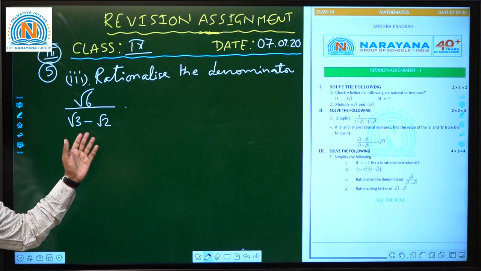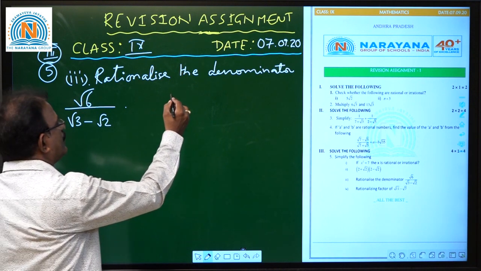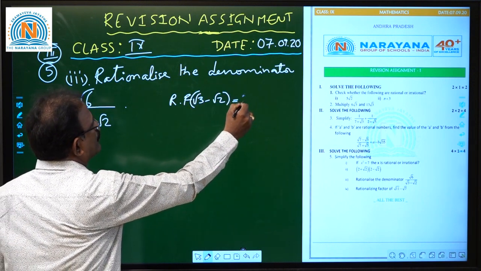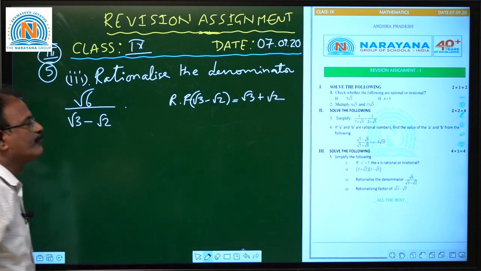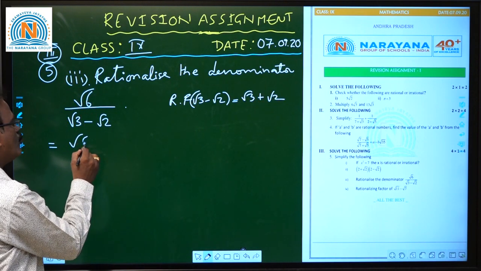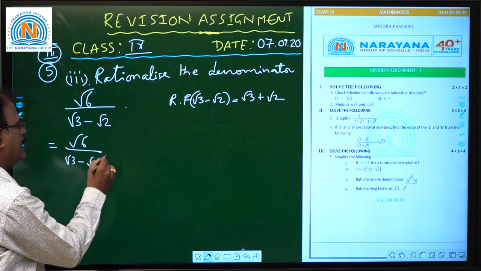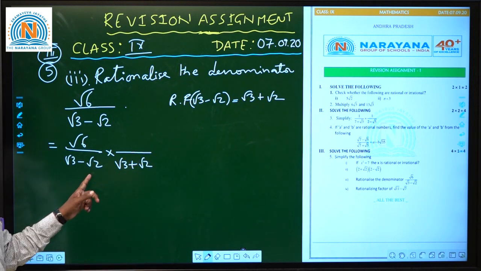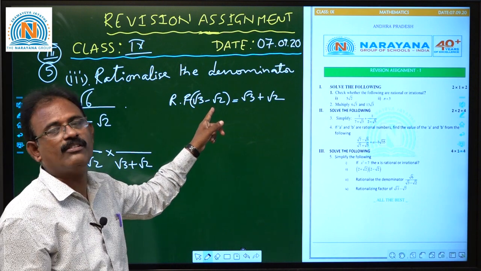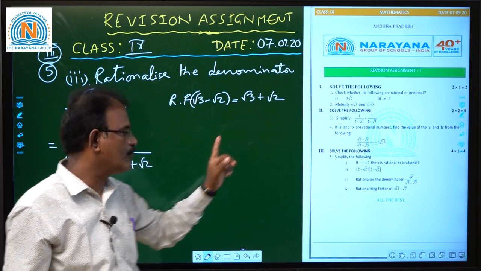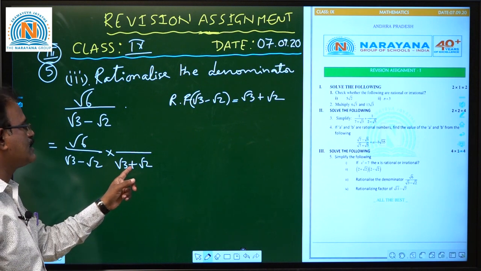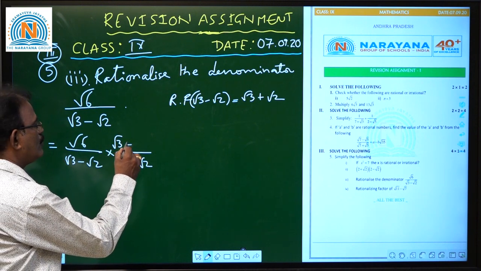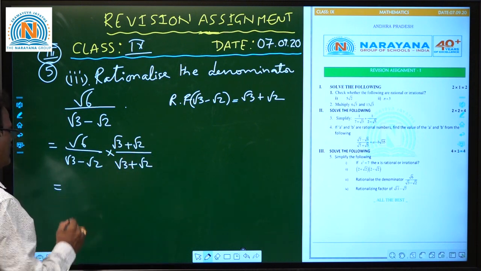So first of all, how to rationalize the denominator, children? Okay, see, we know the rationalizing factor of root 3 minus root 2, children. This is root 3 plus root 2. So we should multiply the numerator and denominator by the rationalizing factor of the denominator. What is the rationalizing factor of root 3 minus root 2? Root 3 plus root 2. So we have to multiply with its rationalizing factor so that we can rationalize the denominator. Without changing the initial value, we are multiplying the numerator also with the same.